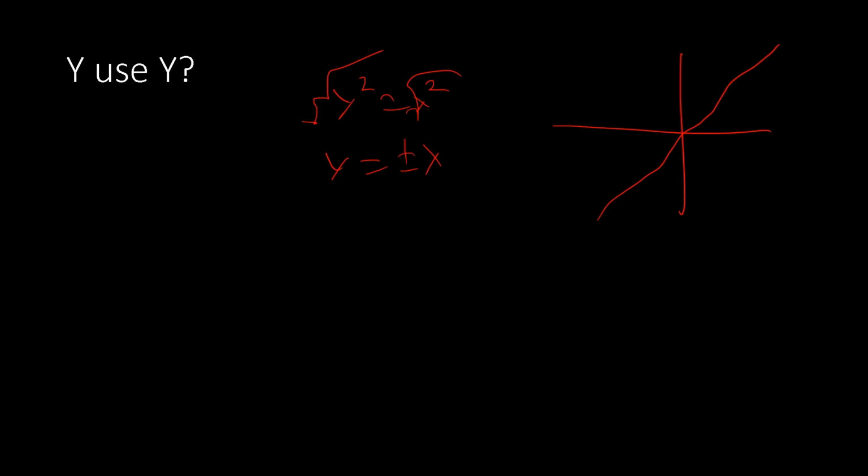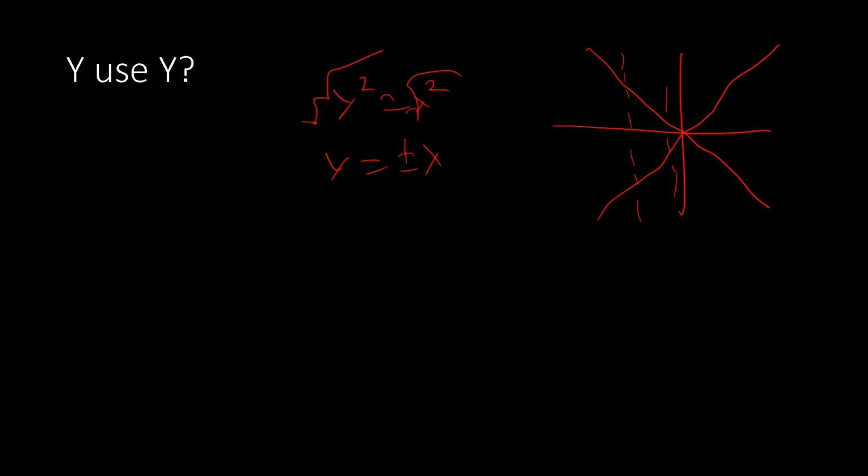So first we're going to talk about why use y. So I'm going to first give an example here. y squared equals x squared. Now in this case, we can just solve for y. So we can take the square root, equals plus or minus x. So if you look at the graph here, we have y equals x, and we have y equals negative x. And as you can see, this does not pass the vertical line test. So y is not a function.